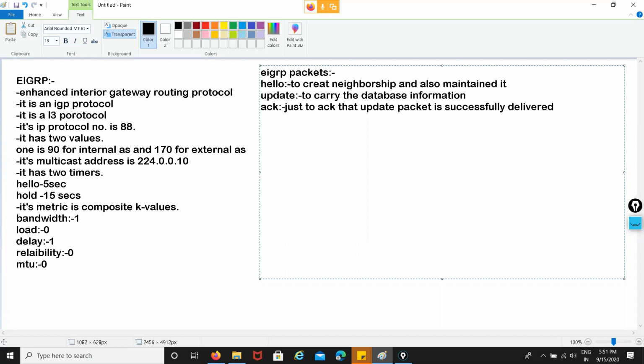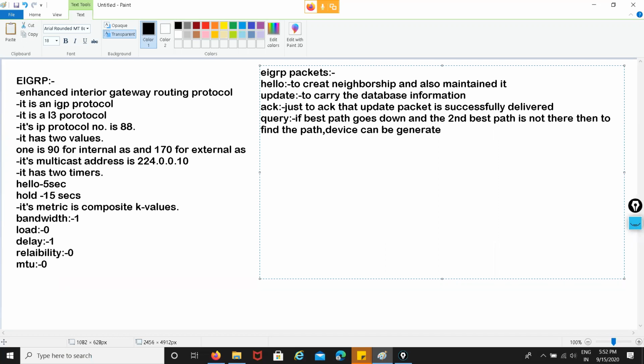Okay. The fifth one is about hello update acknowledge query, which simply means that if the best path goes down, and the second best path is not there, then to find the path, the device can generate the query packet.